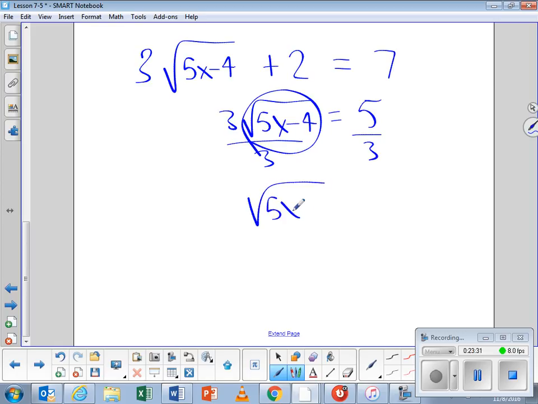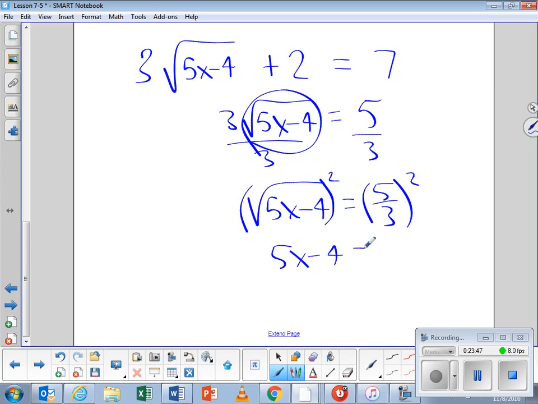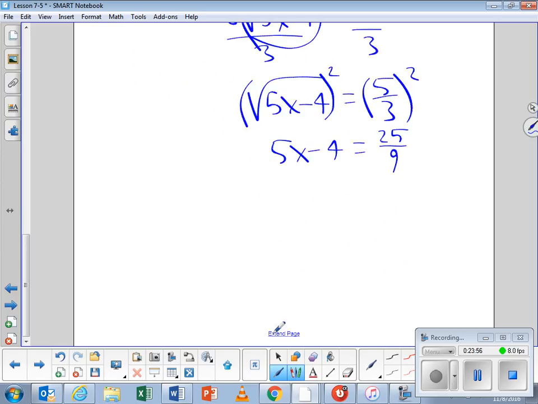I'm sorry, that's a 5, not 2. So we get square root of 5x minus 4 equals 5/3. Okay, what do we do next? Square both sides, because I do have this by itself now. So I square both sides, and I get 5x minus 4 equals 25 ninths. You agree with that? Square 5/3, that's 5 times 5 over 3 times 3. Now what do I do?